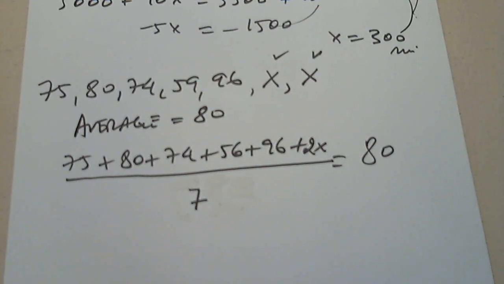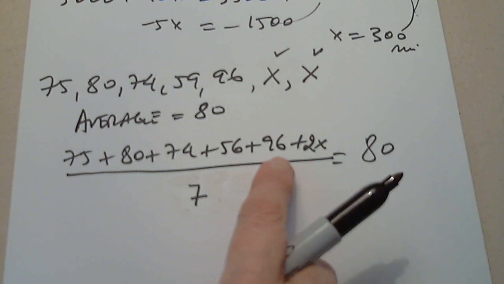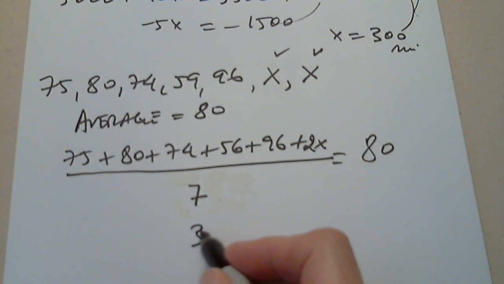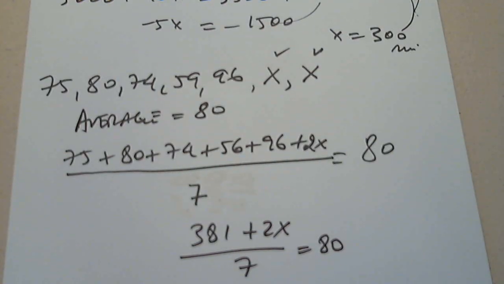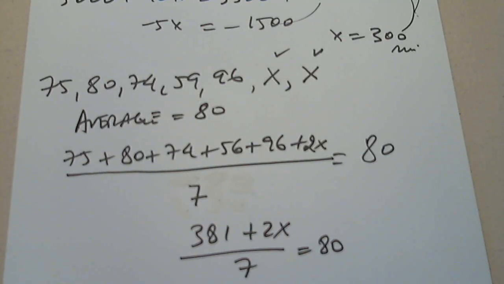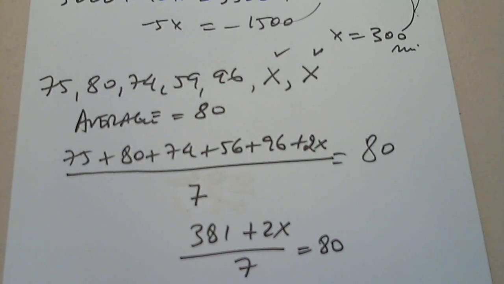Good? Can anyone give us the sum? Does anyone have this? 381. I'm sorry? 381. 381 plus 2x over 7 equals 80. Good. How do we address this? What is our next step? What did we do last time? Anybody remember?